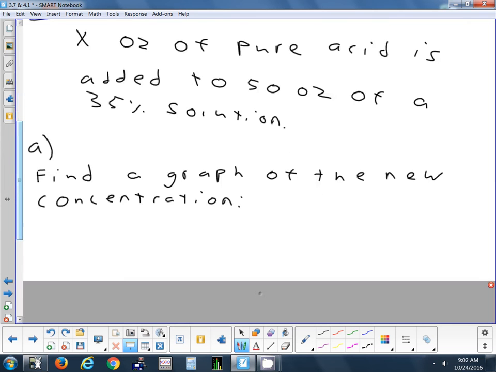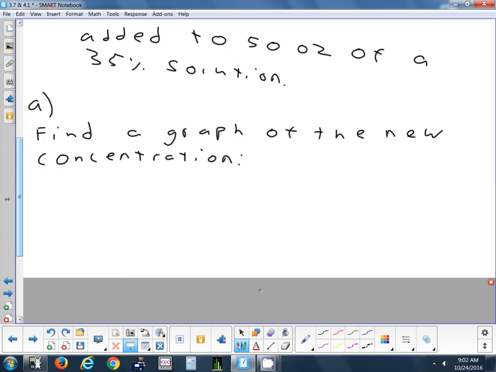And now my denominator has to be the total amount of solution. Okay, how much solution are we starting with? We're starting with 50 ounces. And how much are we adding to the solution? X. Okay. There's my concentration as a function of X, how many ounces of acid I add.